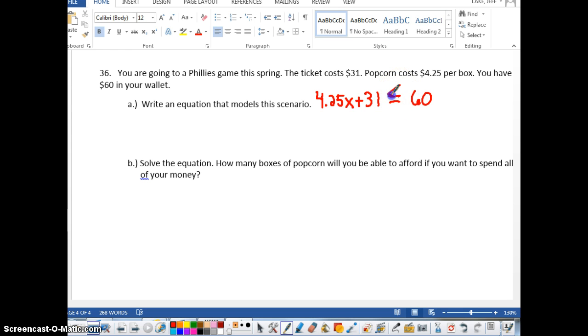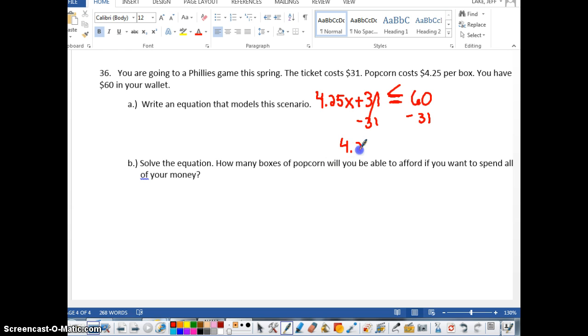Okay, and in fact, really it should be an inequality here. It can be less than or equal to 60. I can spend less than that much money or up to that money. It says if you want to spend all of your money, that means we're going to try to spend as much as we possibly can. So now I need to solve this. I'm just going to keep going from up here. Subtract my 31 from both sides.